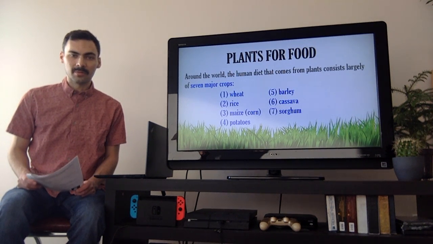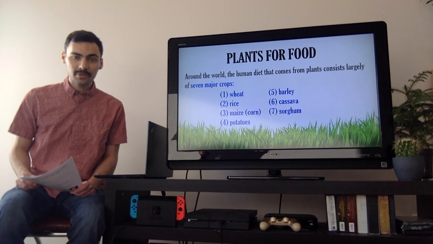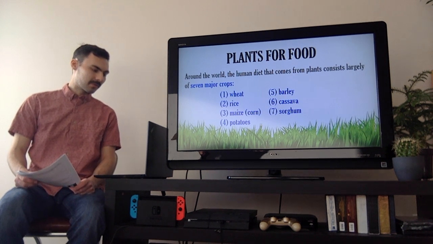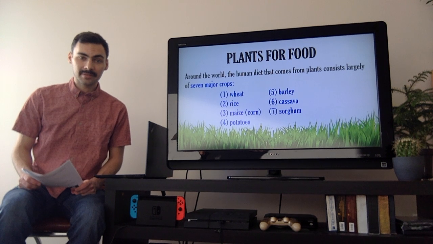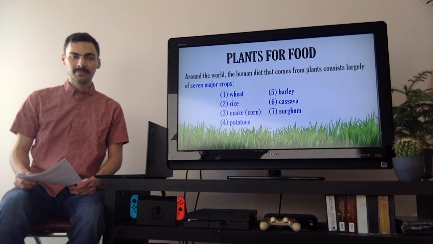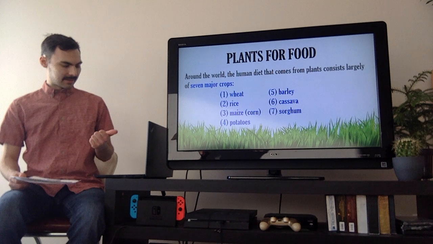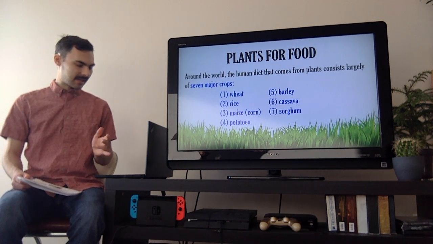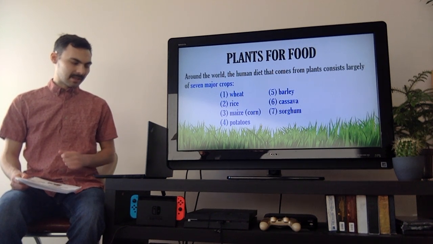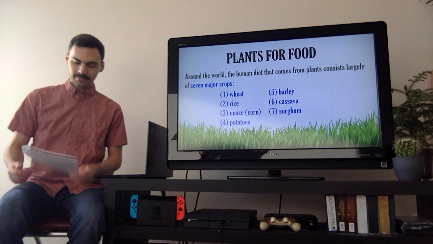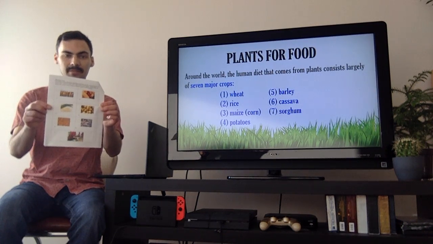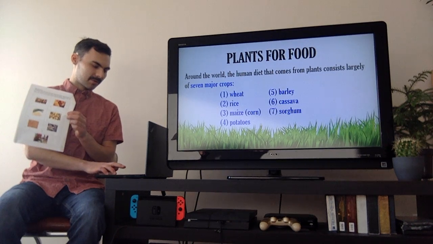Let's talk a little bit more about food. Did you know that most of the food around the world comes from only 7 types of crops? They are wheat, rice, maize, potatoes, barley, cassava, and sorghum. And these are your 7 of them right here. Let's take a closer look at these.